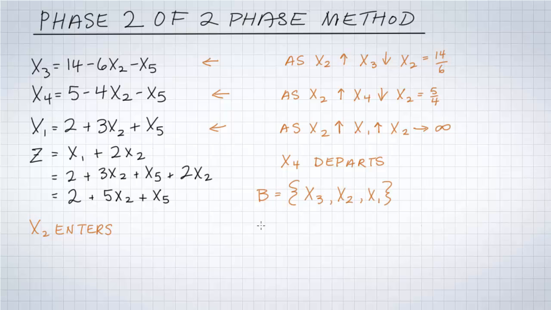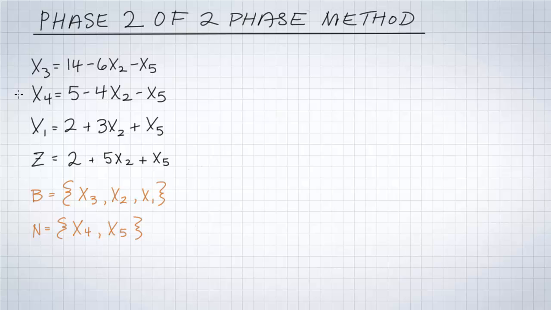And the variables not in the basis used to be x2 and x5. Well, now it's x4 and x5. And now we're ready to move on. Using the new z equation, we have identified that the new entering variable is x2 and x4 departs, and we have a new basis. So now we can do the pivot. In order to do the pivot, we need the equations. So here are the equations from the previous slide, x3, x4, and x1, and the z. And we have the new basis. x4 departs. x4 is no longer basic.